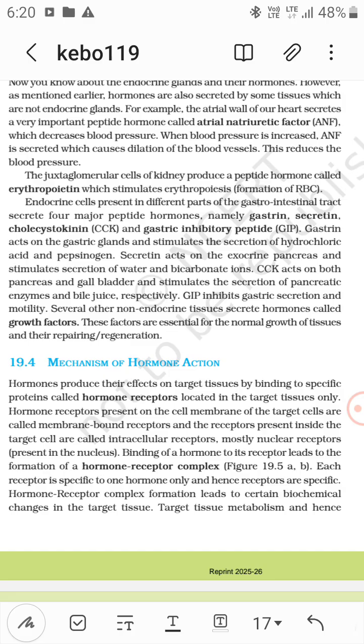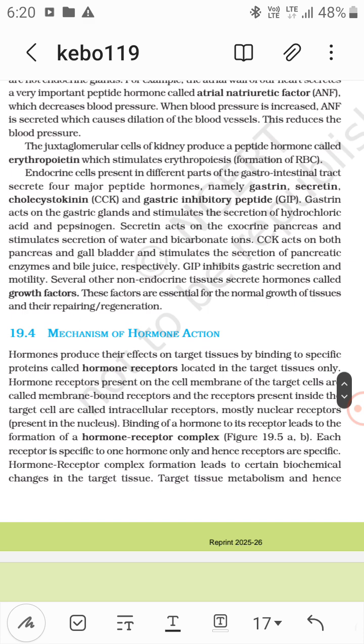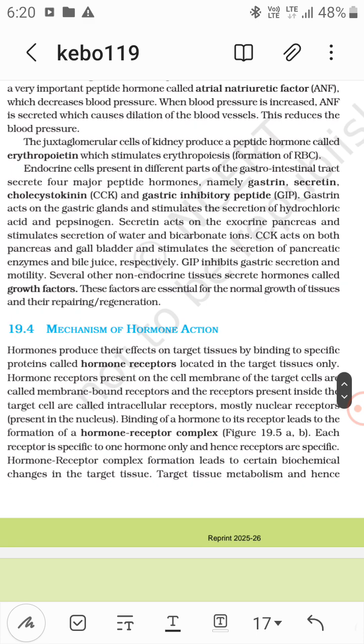CCK acts on both the pancreas and gallbladder, and stimulates the secretion of pancreatic enzymes and bile juice. Gastric inhibitory peptide inhibits gastric secretion and motility. Some non-endocrine tissues also secrete hormones, like growth factors.